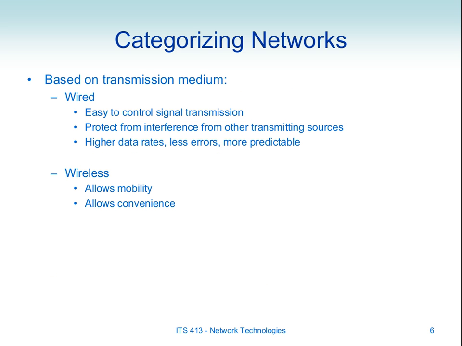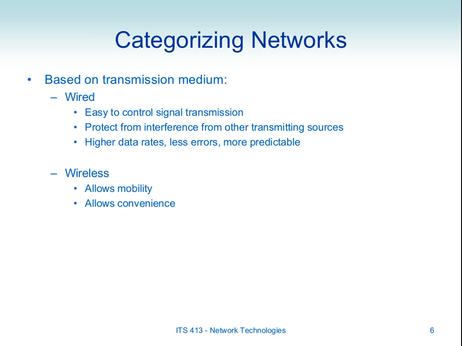Another way to categorize networks is based upon the transmission medium, wired or wireless. Some technologies use wired, some use wireless. What's the difference? With wired transmission, it's easy to control where the signal carrying the data goes. As a result, we can normally get better performance, in terms of a higher data rate for transmitting the data. With wires, we can much more easily protect our signals from interference from other people transmitting.